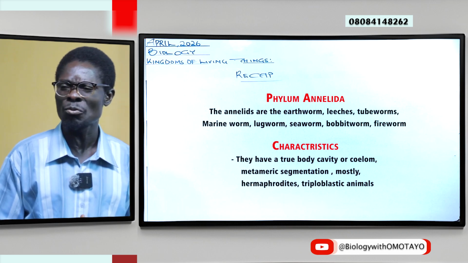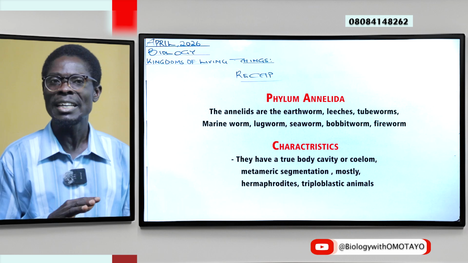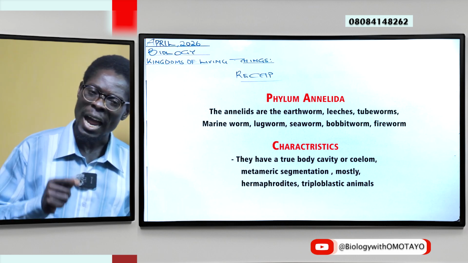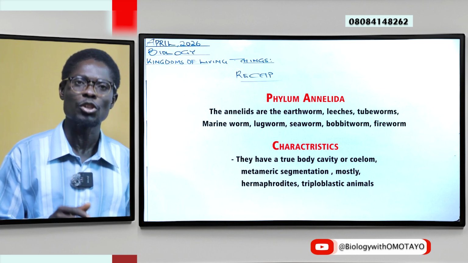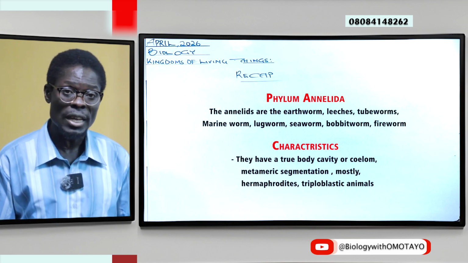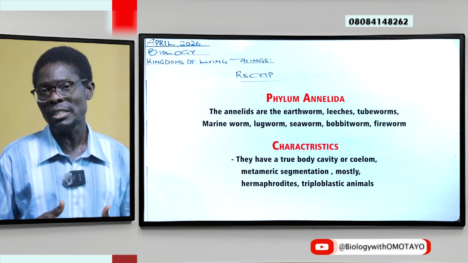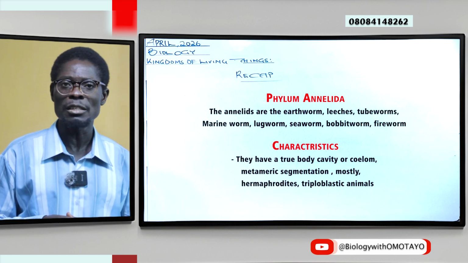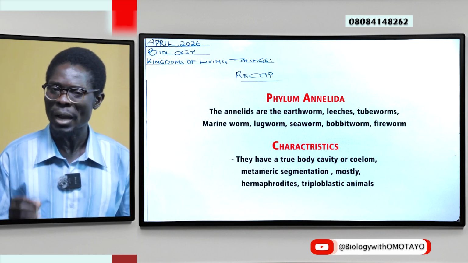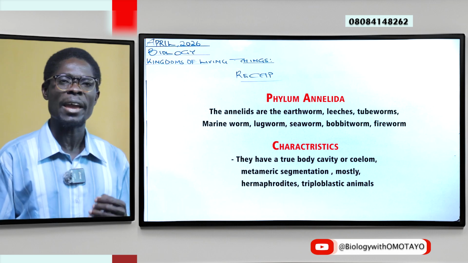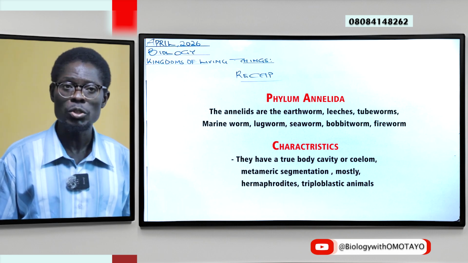Other characters associated with worms under Arachnida are presence of a true body cavity, and then metameric segmentation. Take note, metameric segmentation. They are equally hermaphrodites, that is to say, both male and female gonads can be on a single organism. They are triploblastic organisms. And from there, we moved on and later examined phylum Mollusca.